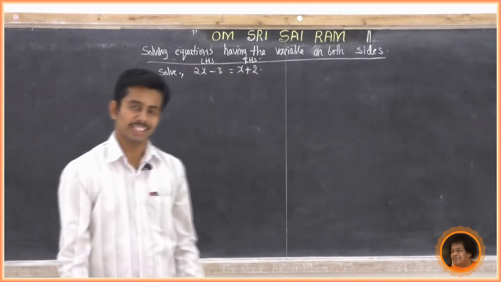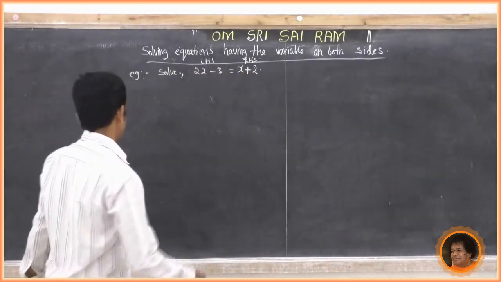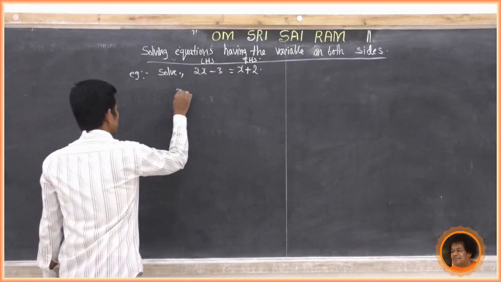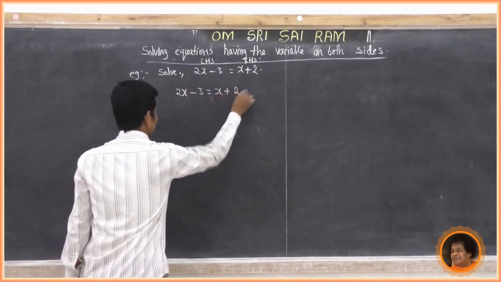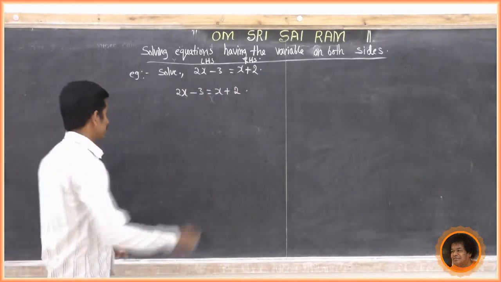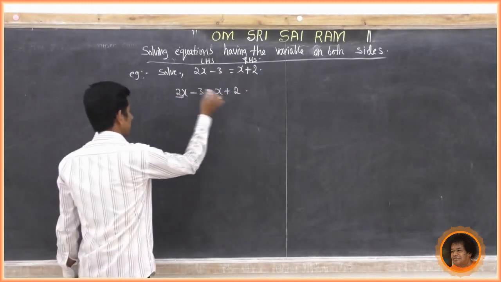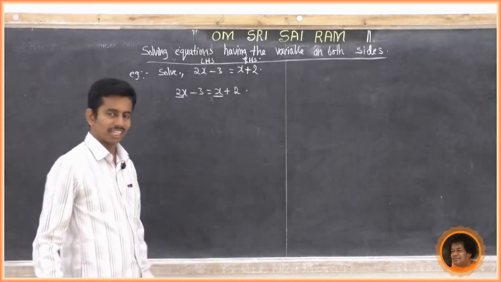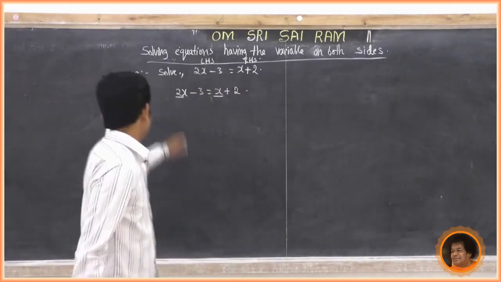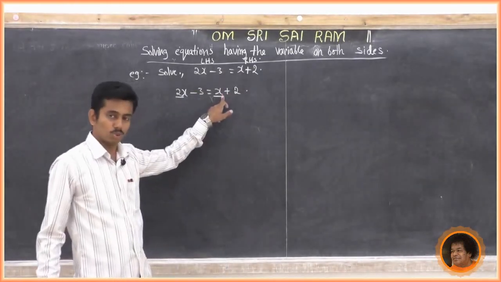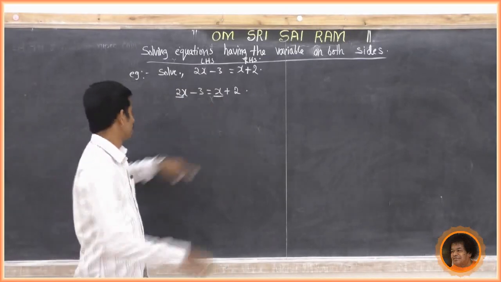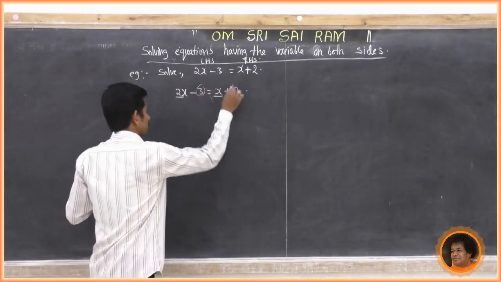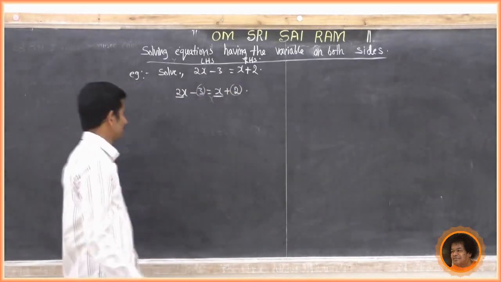How to solve these types of problems? Write the problem: 2x minus 3 equal to x plus 2. It is very simple. Just mark the like terms. What is a like term? Two terms which have the same variable are like terms. Constants are also like terms.